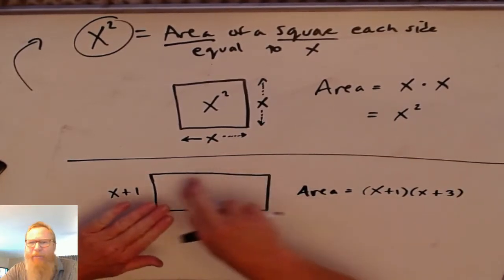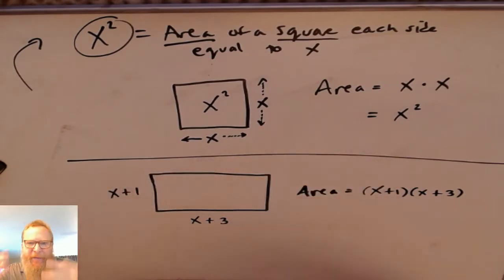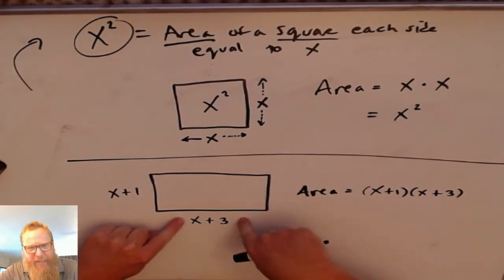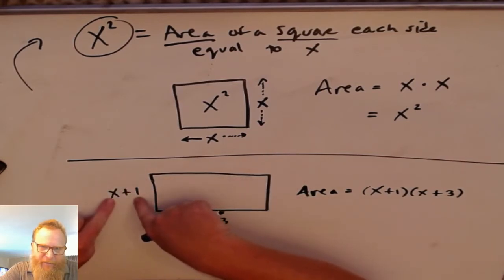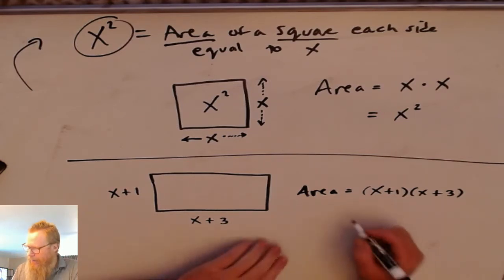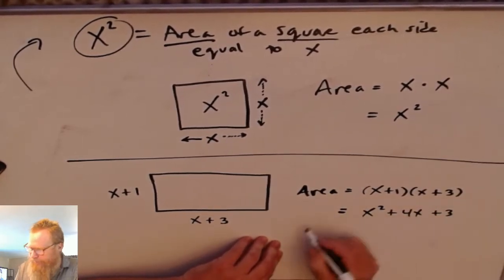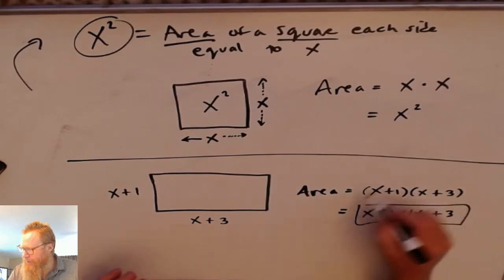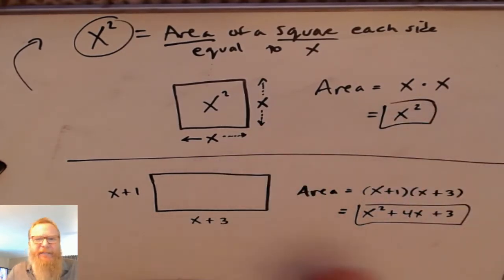Now again, I don't label all 4 sides of a rectangle. I only label 2 of the sides, the length and the width. I think you can use your imagination. If this side is x plus 3, then this side is also x plus 3, and vice versa. If this side is x plus 1, then this side is also x plus 1. So I'll only be labeling 2 of the sides. Okay, and then the area would be x squared plus 4x plus 3. So you can see how these are quadratic functions and how they relate to the area of a rectangle or a square.